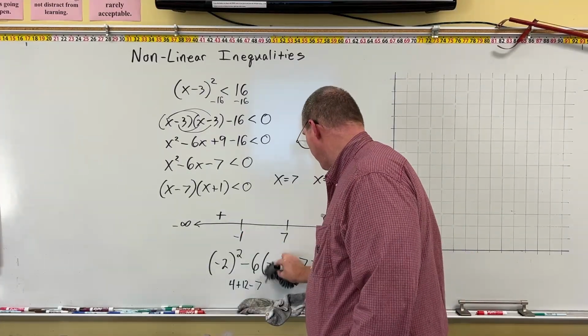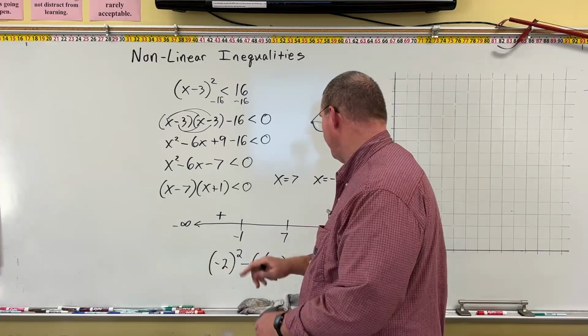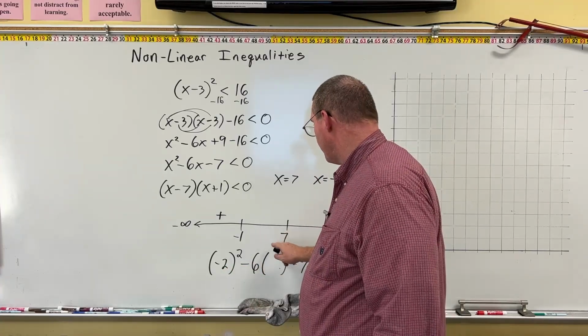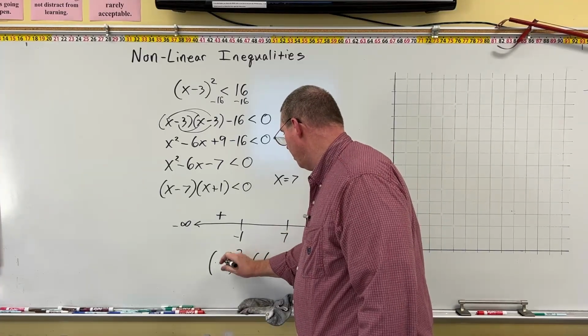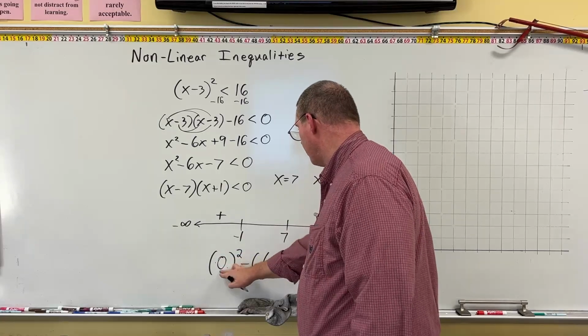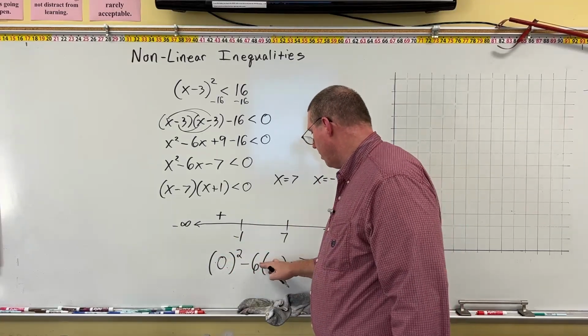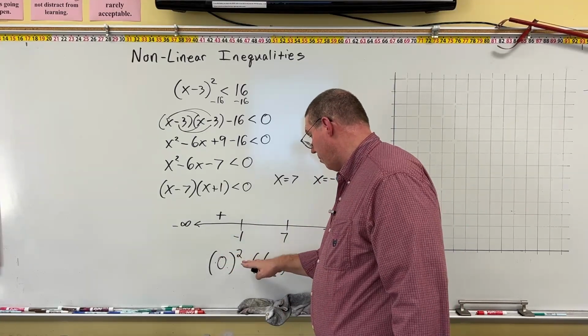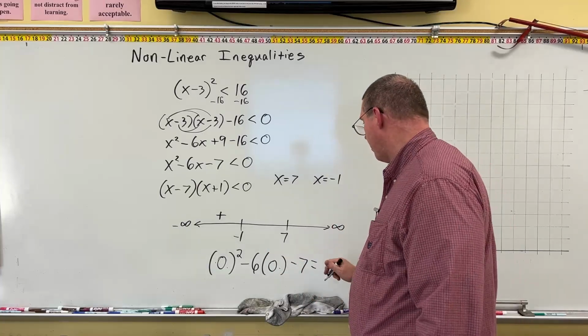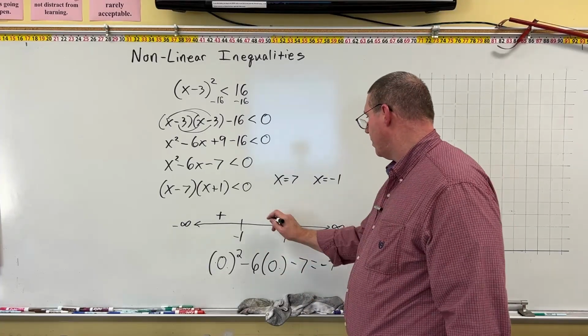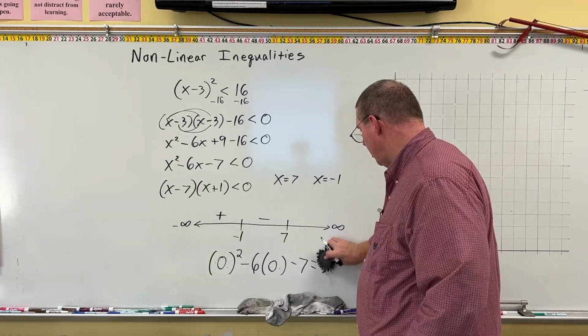Now we'll pick a number in here. Between negative 1 and 7 is 0. So we can put a 0 here and a 0 here. 0 squared is 0. 6 times 0 is 0. So 0 minus 0 is 0. And 0 minus 7 is just negative 7. So we'll put a minus in here.